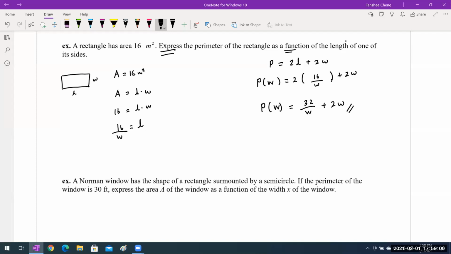Okay. So this similar approach can be used on any type of problem when you need to start from scratch. So let's take a look at example number 2.